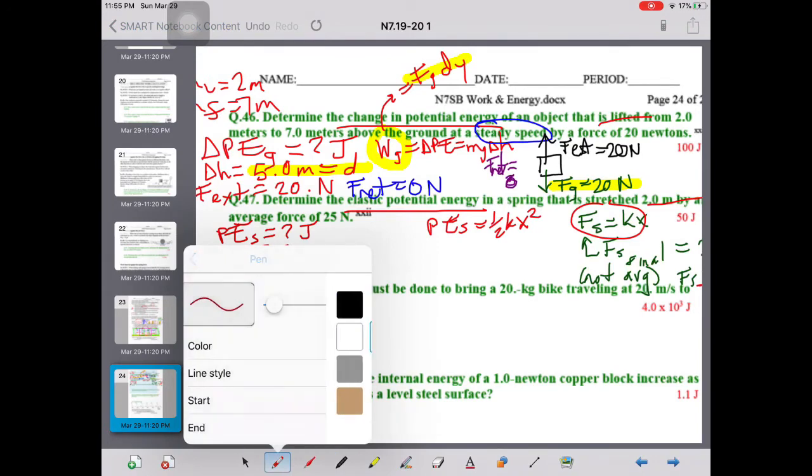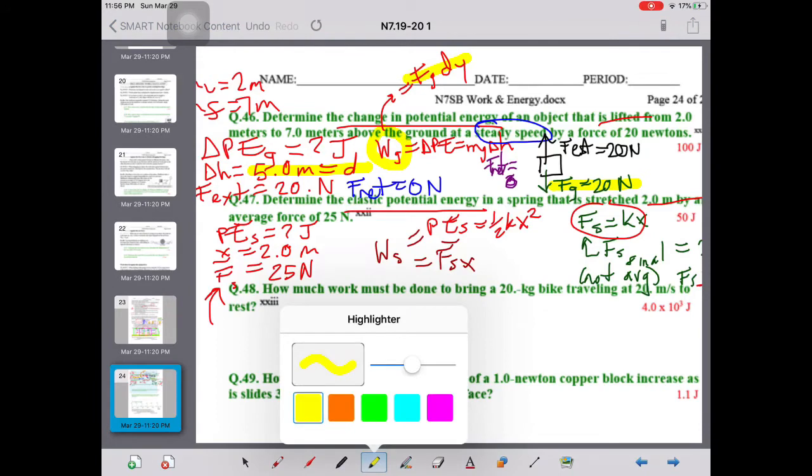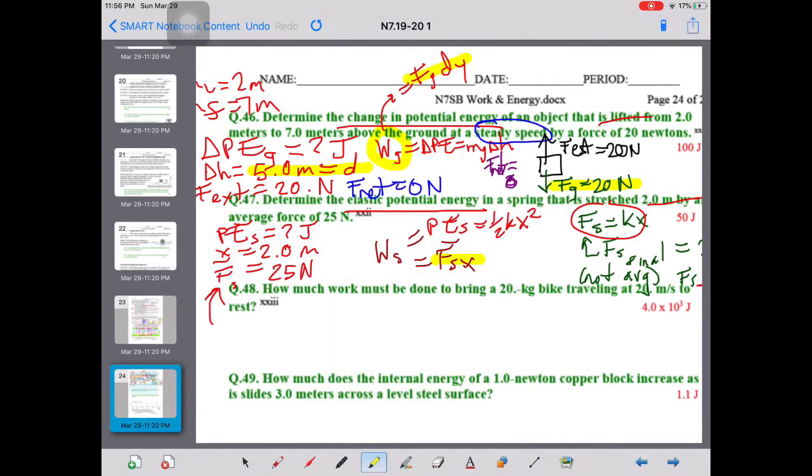Answer: why, yes, there is. Here it is. It is the work on the spring, which is Fs x, which fits our givens perfectly. Fs x, there's our givens, and you will get your work on the spring, which is the PES, a much quicker way to go about the problem.